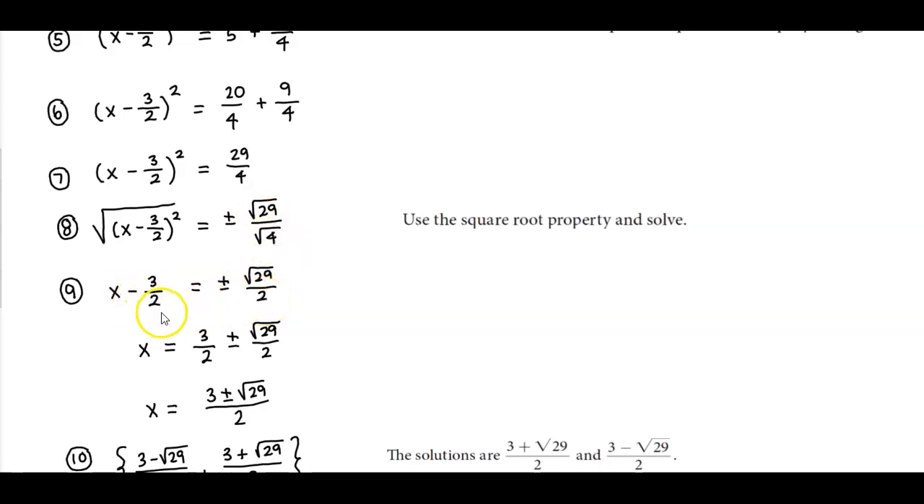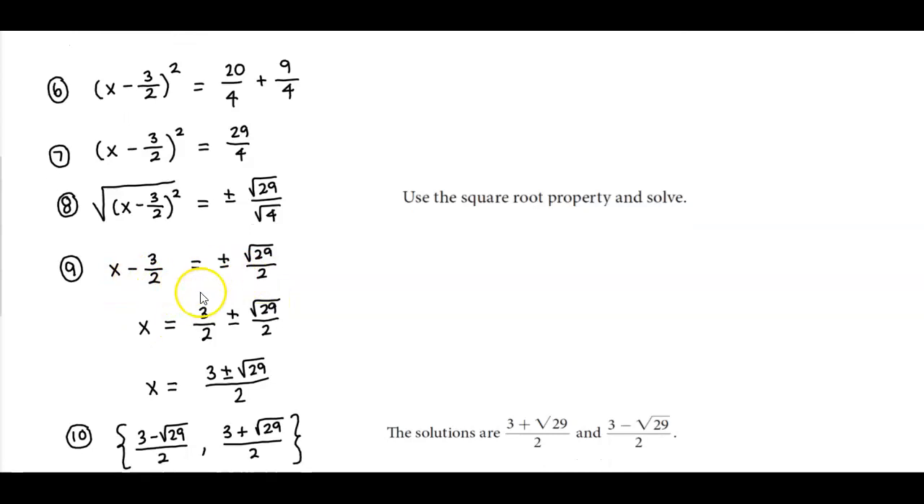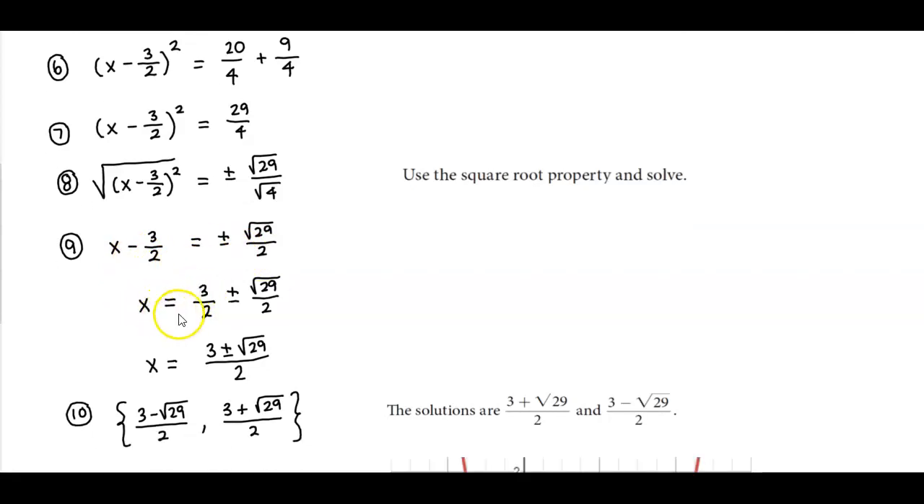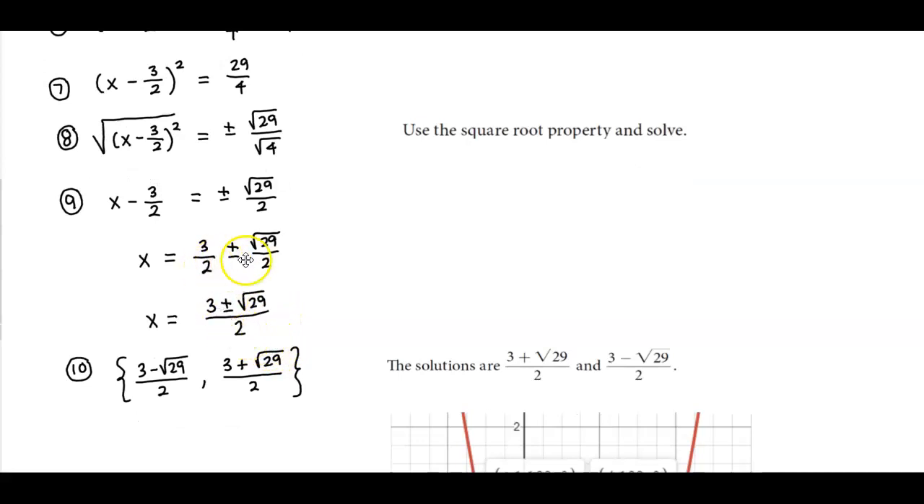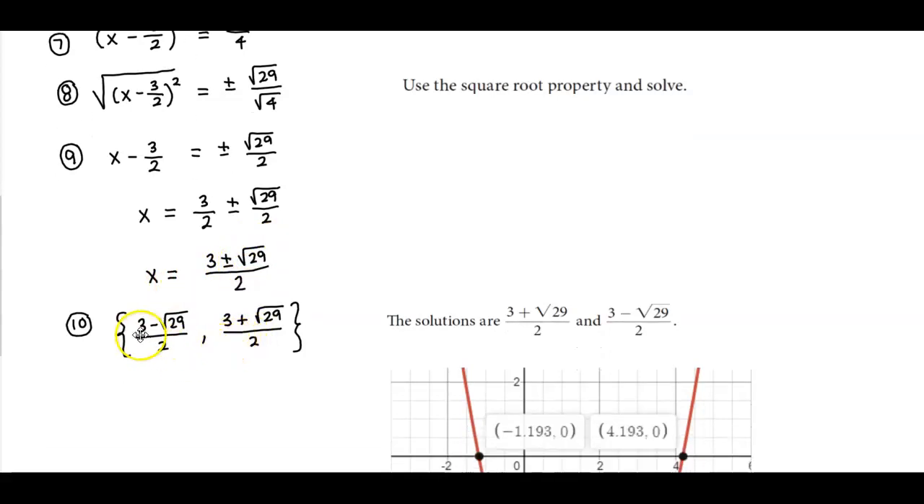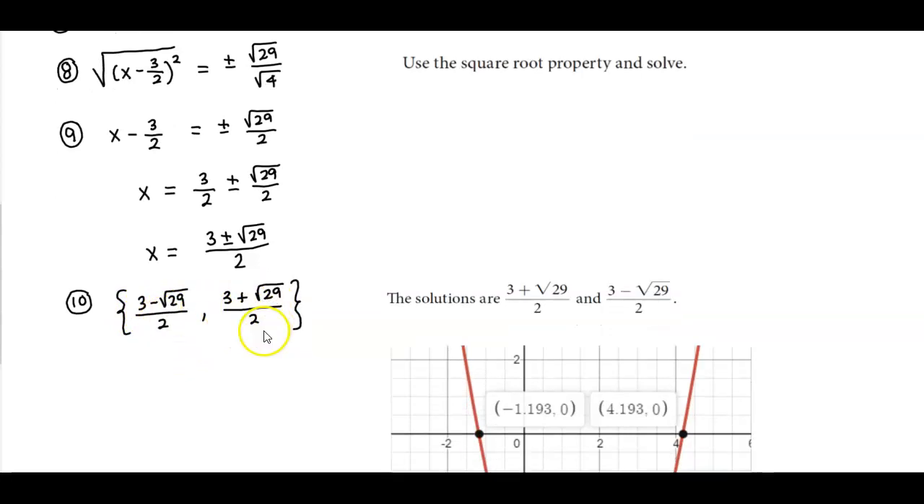Then we need to add 3/2 to both sides. So we get x, which is equal to 3 over 2, plus or minus the square root of 29 over 2. And then we can rewrite this now where they share the denominator of 2. So x is going to equal 3 plus or minus the square root of 29 over 2. So we have two solutions: 3 minus the square root of 29 over 2, and 3 plus the square root of 29 over 2.